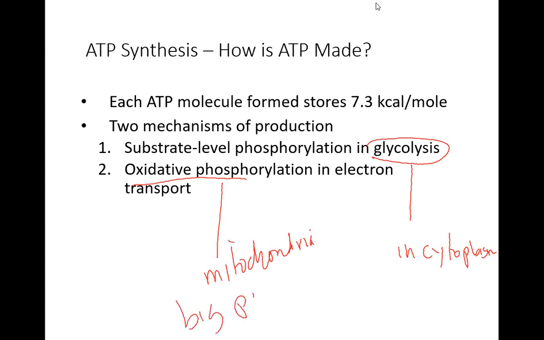Big payoff. Little payoff. They both are going to give you ATP. You're going to get a lot of ATP from oxidative phosphorylation. You're going to get a little ATP from glycolysis.